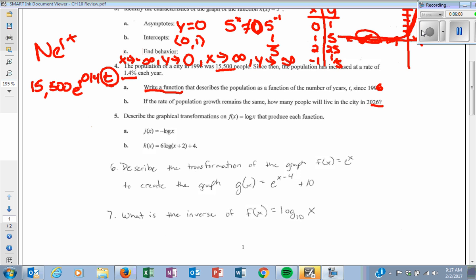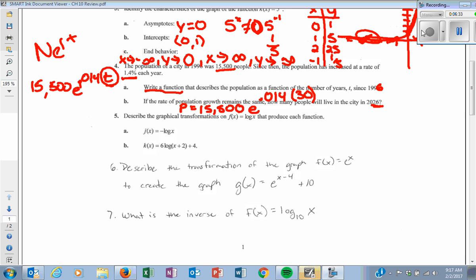And so we go, okay, my population would equal 15,500 E to the 0.014, and how many years is it from 96 to 2026? It would be 30, so my T is 30. So this one is a very straightforward question.